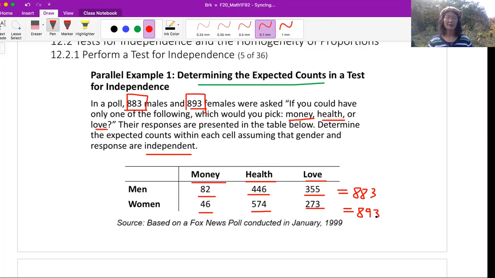Okay. I actually did a similar survey in my class. I asked the same question: if you have just one choice among money, health, love, which one would you choose? And I counted the frequency. The result is similar to this one, although I do not have a large sample, but it is proportional to these results.